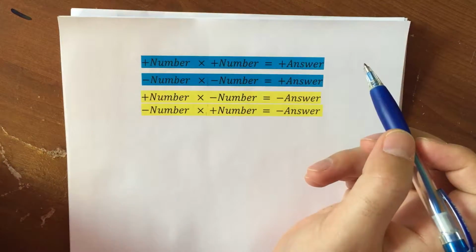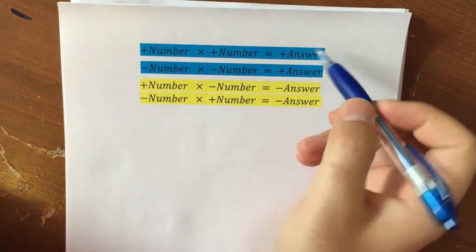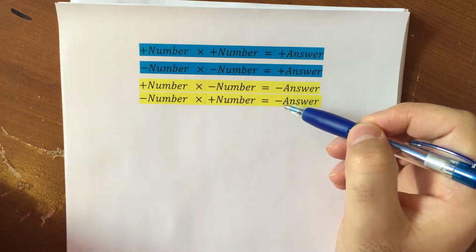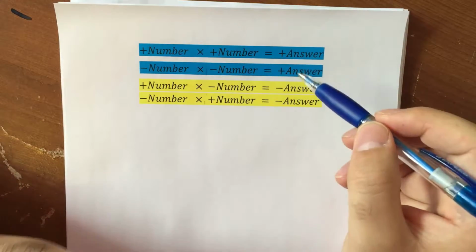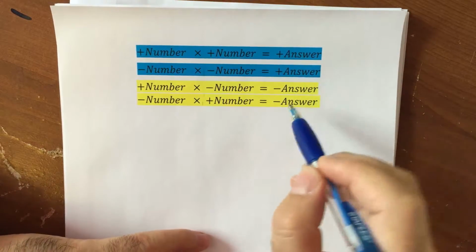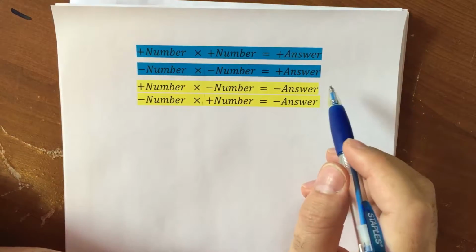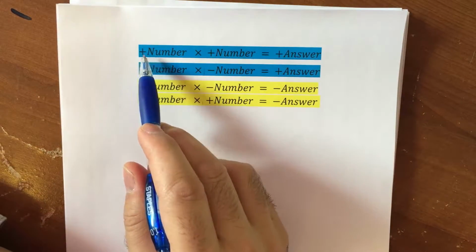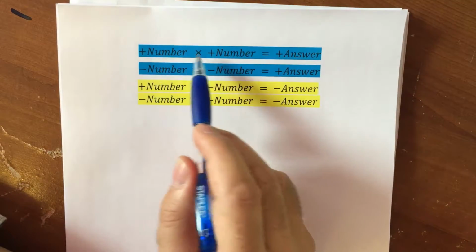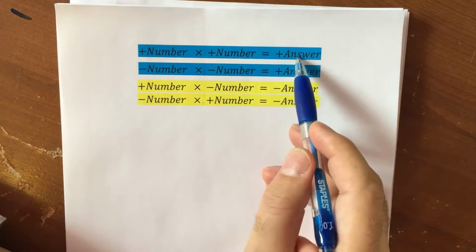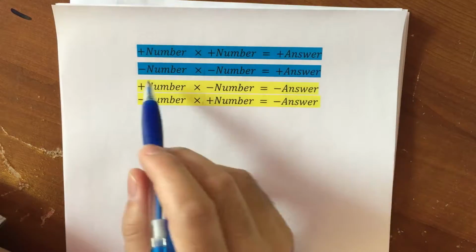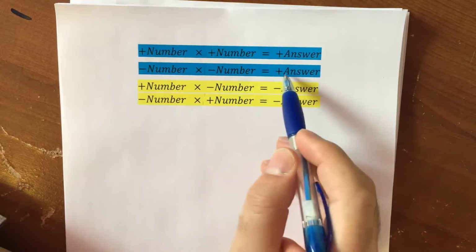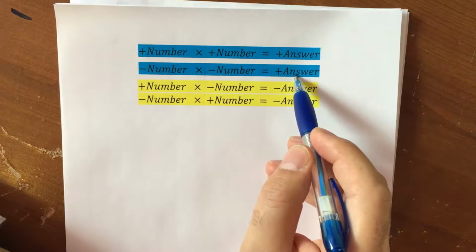So there are two conditions when you multiply. You either get a positive number or you get a negative number. There is no third option, just two options. You either get a positive answer or a negative answer. That's all you have to know. Now the easiest way: if you multiply two positive numbers, a positive number times a positive number will give you a positive answer. Negative number times negative number will also give you a positive answer.